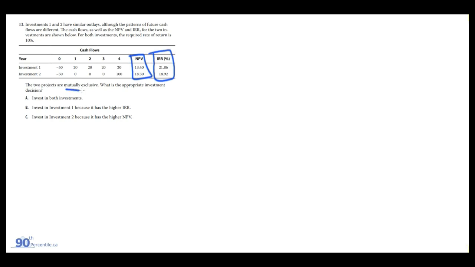The two products are mutually exclusive. This is important because mutually exclusive means that it's either or. So it's either investment one or investment two. You can't have them both. You can only choose one or the other. So based on that, what is the appropriate investment decision? Which one should they invest in?